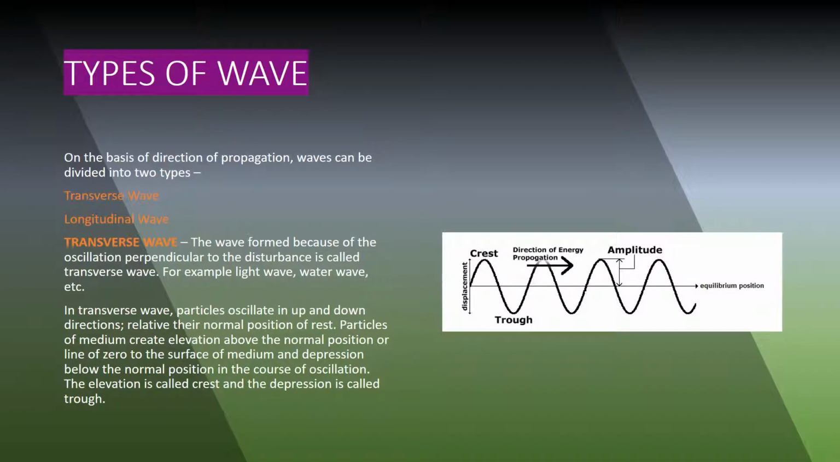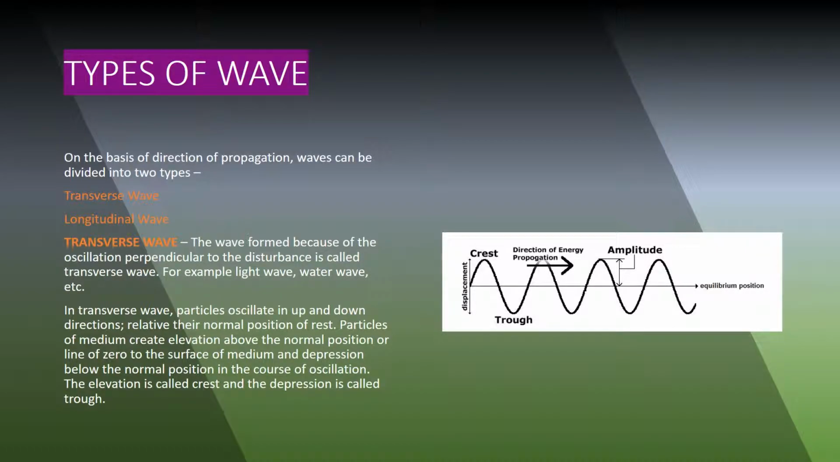Types of wave. On the basis of direction of propagation, waves can be divided into two types: transverse wave and longitudinal wave. Transverse wave: the wave formed because of the oscillation perpendicular to the disturbance is called transverse wave. For example, light wave, water wave, etc.